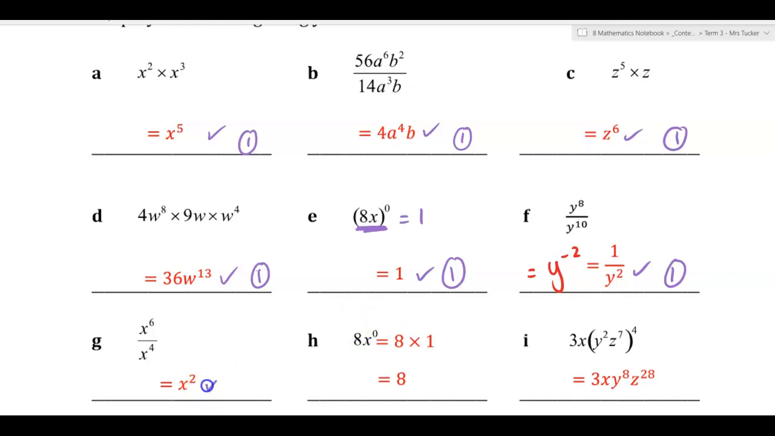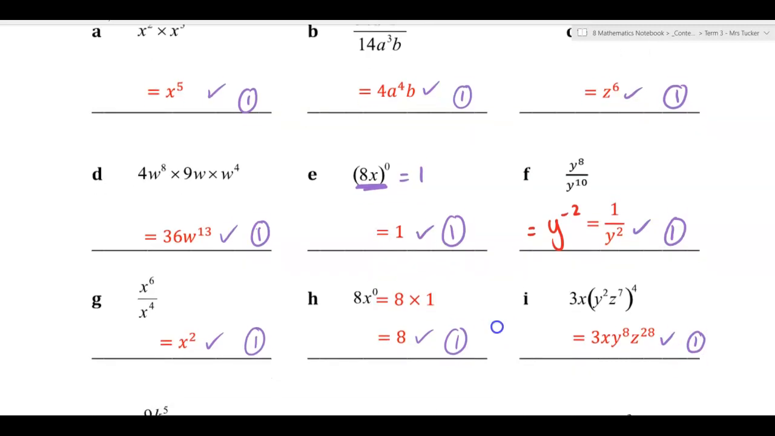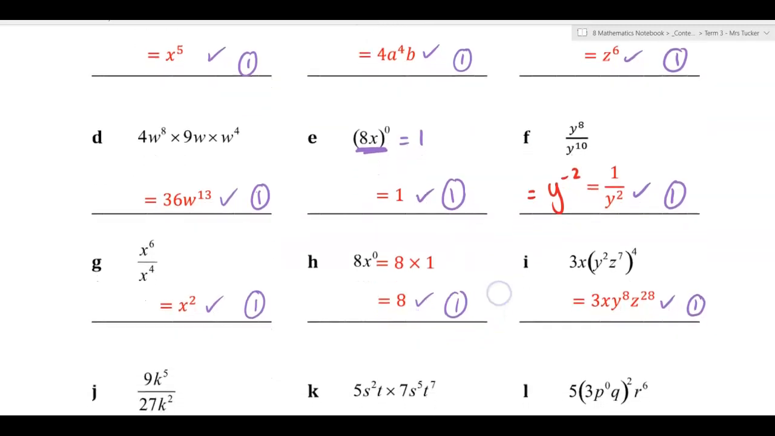All right, and then the last one on that row should be 3 times x times y to the power of 8 times z to the power of 28. Are we feeling clever with our index laws? All right, Josephine, J, what'd you get? Okay, so k to the power of 3 over 3. Good. 9k, Naomi, what'd you get? I didn't.